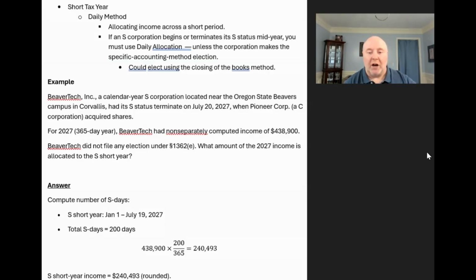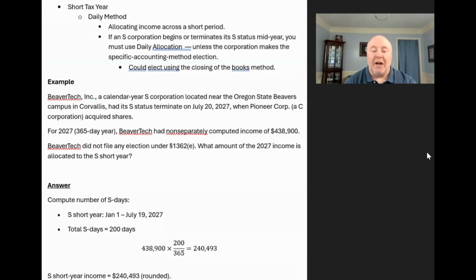So if we take our non-separately stated income of 438.9, we're going to multiply that by 200 divided by 365, so we can find out what portion was for the S corporation. We multiply that 438.9 by 200 divided by 365. That's going to tell us we have $240,493. So for the S year, we're going to have $240,493. That means that all the S corporation rules flow through and apply to that $240,493.